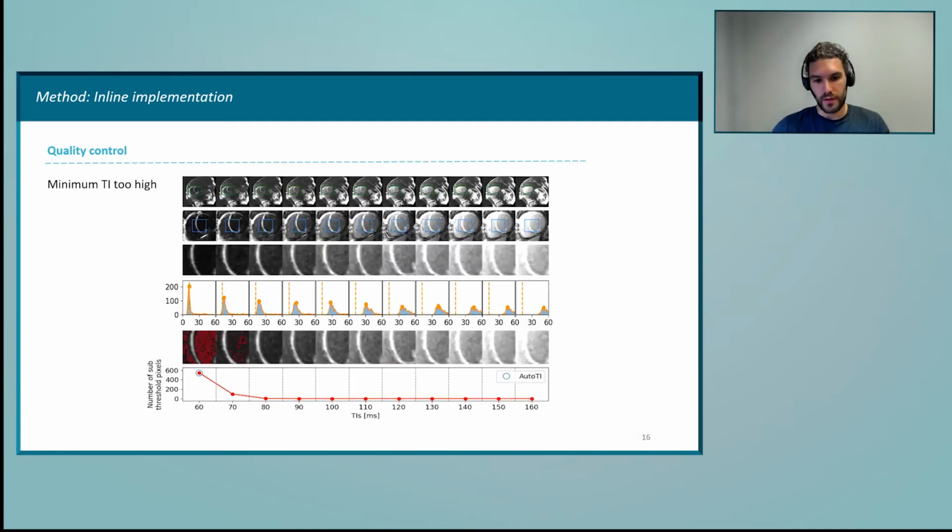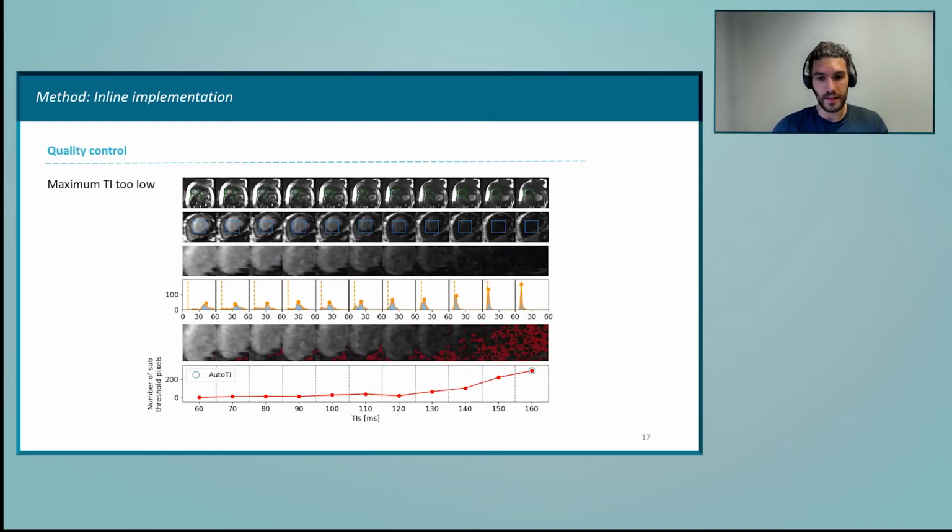For the first two cases, it was really straightforward to implement, because it corresponds to the case where the algorithm will select either the first or last TI in the range of TIs proposed. If the minimum TI is too high, the algorithm will select the TI of 60 milliseconds. We know that this is the lowest we use, so we could directly re-trigger an acquisition with a smaller inversion time. It is the same when the maximum TI is too low: we could re-trigger an acquisition with TI higher than 160 until we reach an inflection point in our function and we go down again, to be sure that we have our maximum.